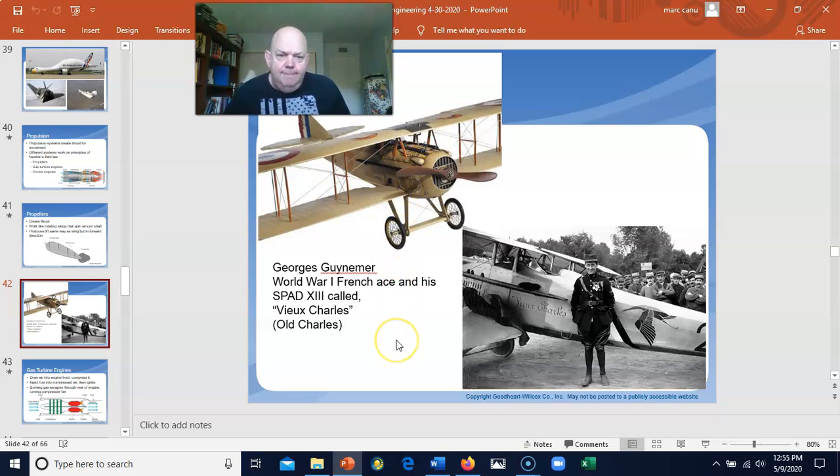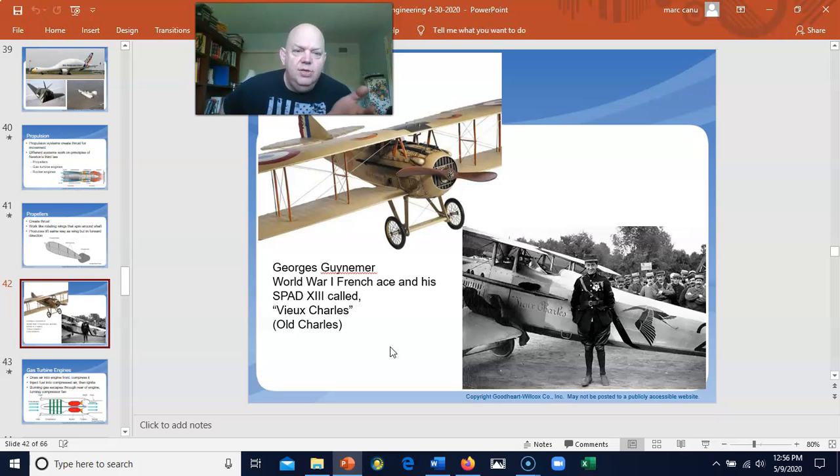Okay, that was it. But I wanted to show you that this plane was quite real. And this is the actual plane. That's a model, but I wanted to show you the propeller side of it. This is a World War I plane flown by the French ace, Georges Guynemer. He did not survive the war, and it was known as the Vieux Charles, or Old Charles, for those of you who are not familiar with the French.